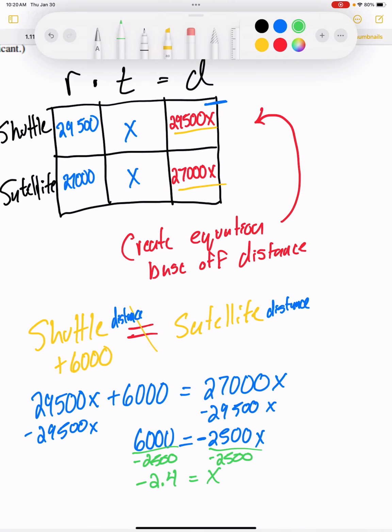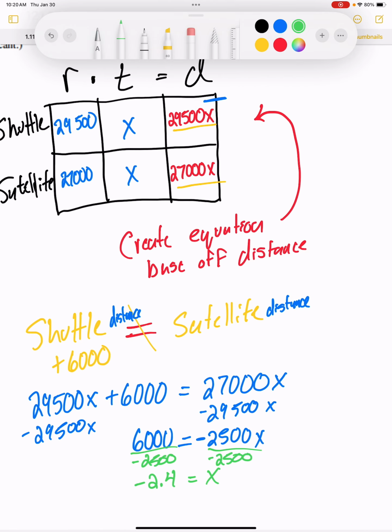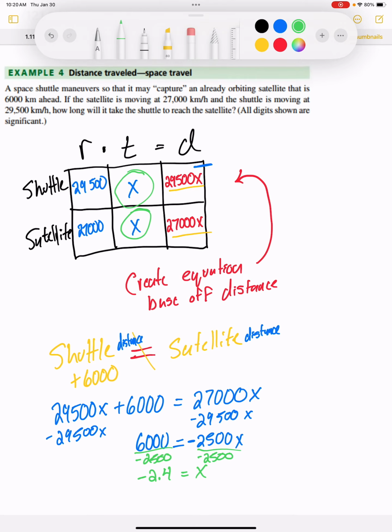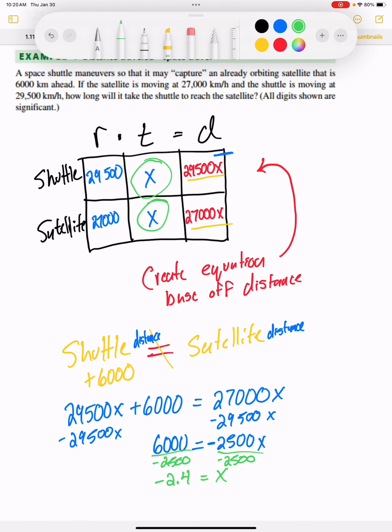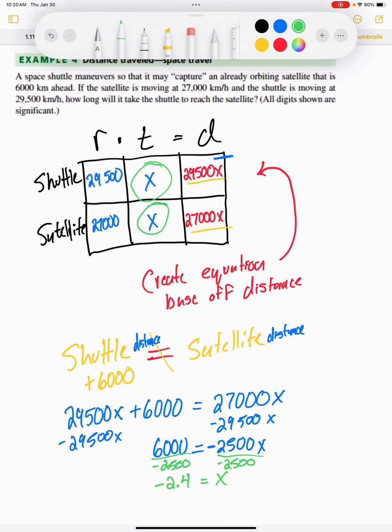Now sometimes when you're doing these problems, you've got to think about real life. Usually, that's how you want to think about an application problem, because it's talking about you applying math in real life. Now x equals negative 2.4. Well, what does x represent? X represents time, right? So negative 2.4 what? Well, we've been talking about hours, right? So this is negative 2.4 hours.